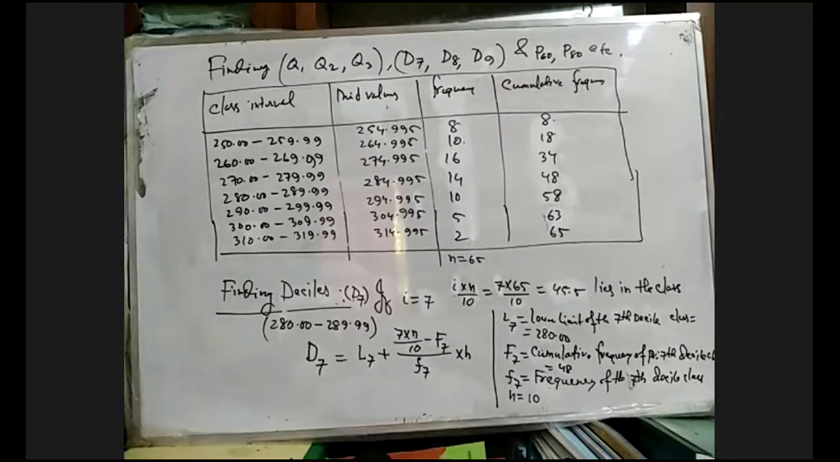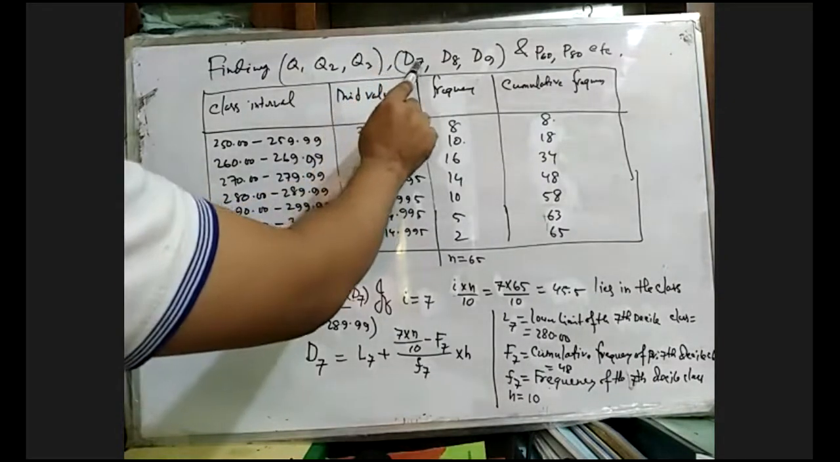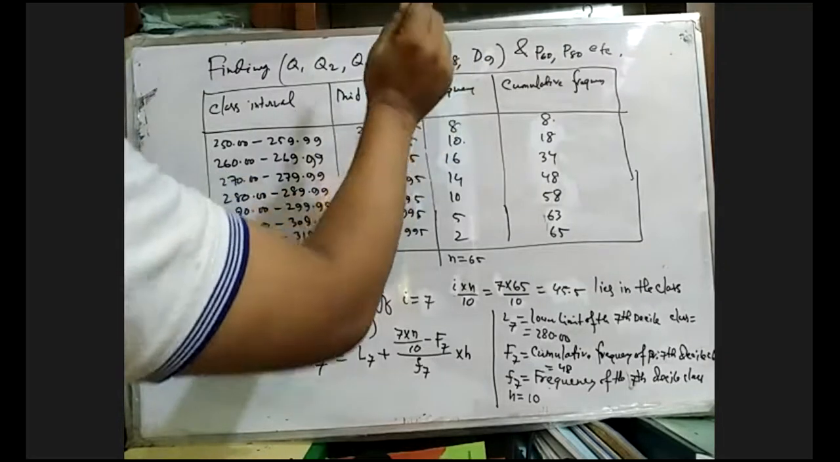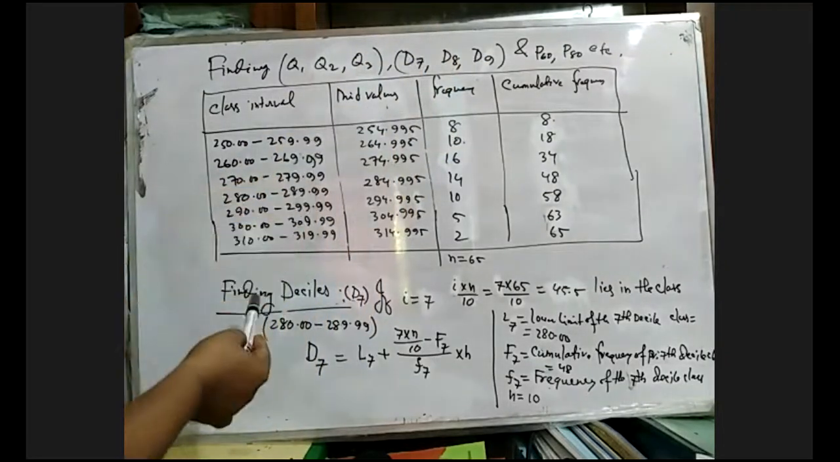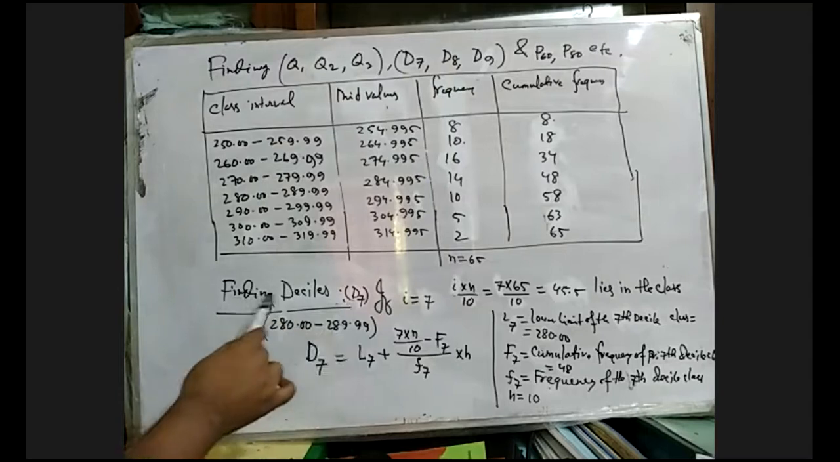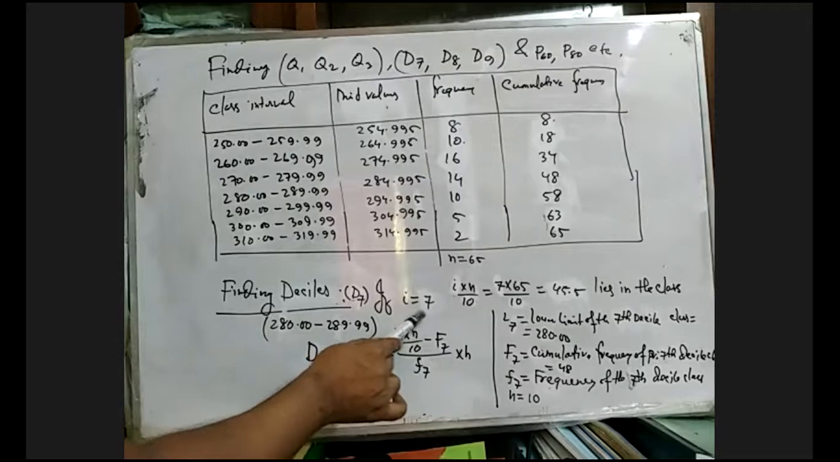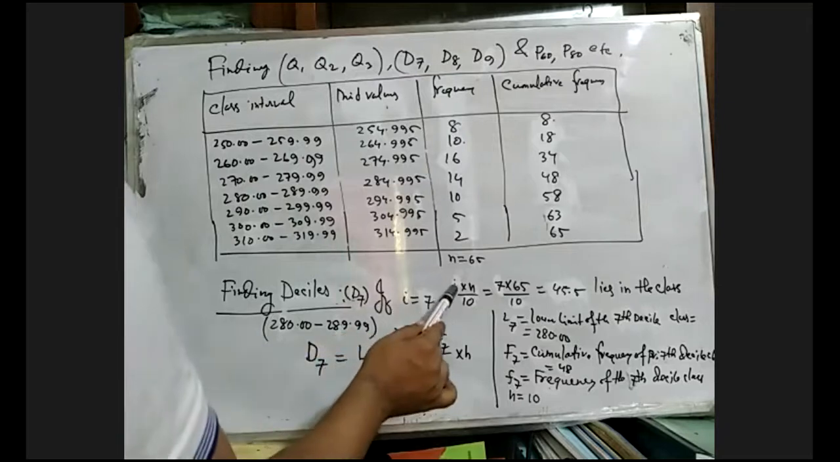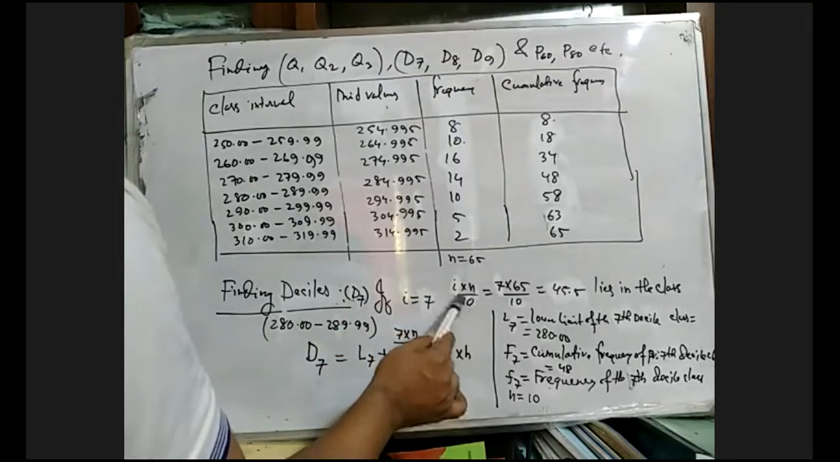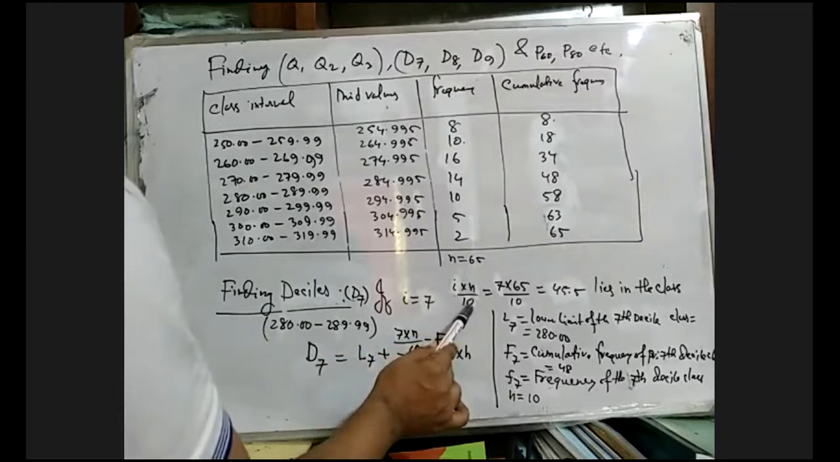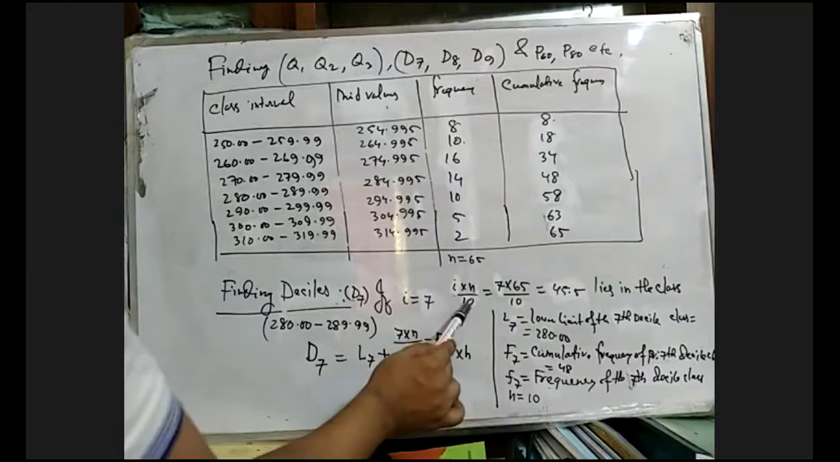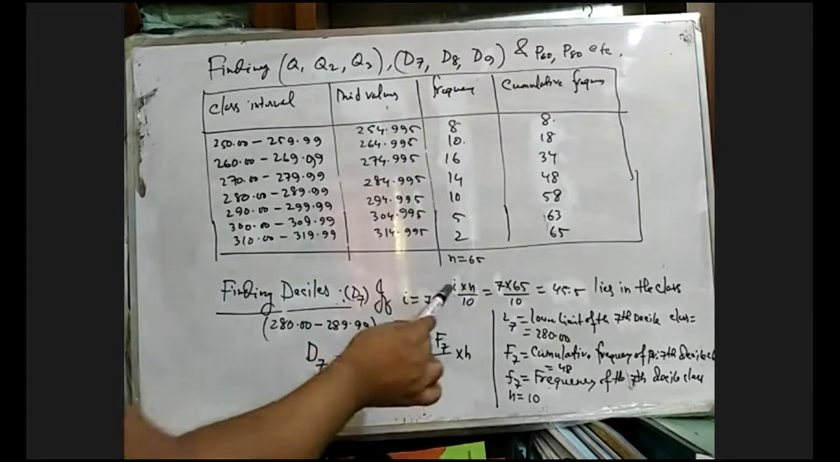Okay, now how to find D7, the 7th decile, the 8th decile, and the 9th decile? Just use our previous formula. To find decile D7, we put i equals 7. Then we calculate i multiplied by n and divide by 10. Since for decile you divide by 10, for percentile you divide by 100, and for quartile you divide by 4. So i equals 7.